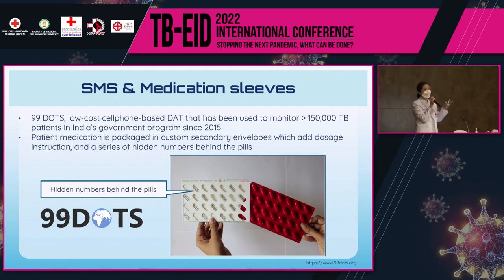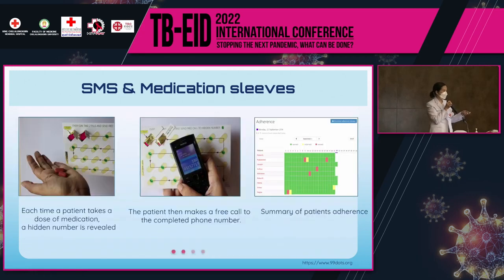Patient medication is packed in a custom secondary envelope which adds the dose instruction and a series of numbers behind the pill. Each time the patient takes a dose of the medication, a hidden number is revealed, and then the patient makes a free phone call on a standard feature phone to text the number behind the pills to the healthcare provider. The system will summarize the patient's adherence for the healthcare provider to review.